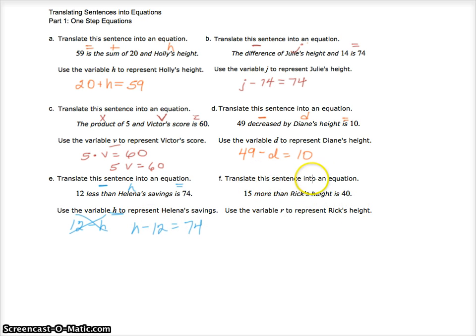And then part F, translate this sentence into an equation. 15 more than Rick's height is 40. More than means addition. Is equal, and Rick's height is R. So we're going to have 15 more than Rick's height. So Rick's height plus 15 equals 40.